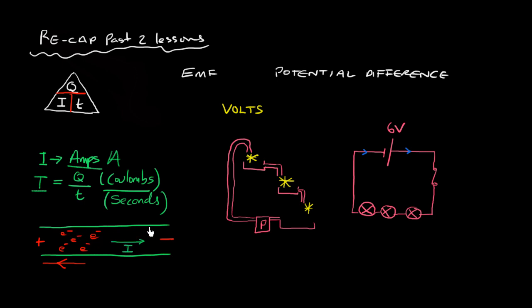And what we discussed was that we needed to create a positive and a negative potential on either side of the wire, so that the electrons would be convinced to move along the wire. And when you had that movement happening, we'd call that a current.